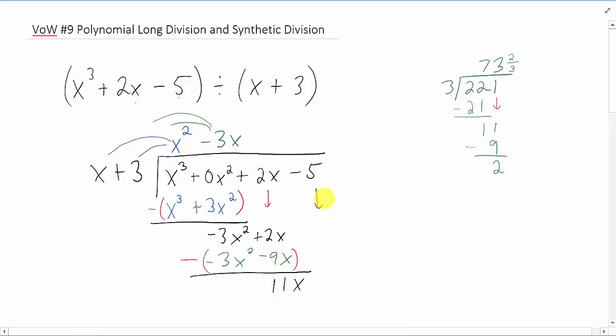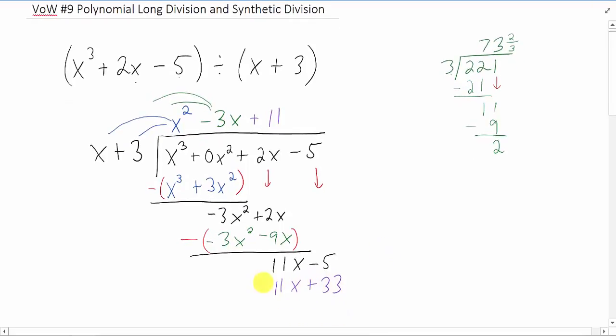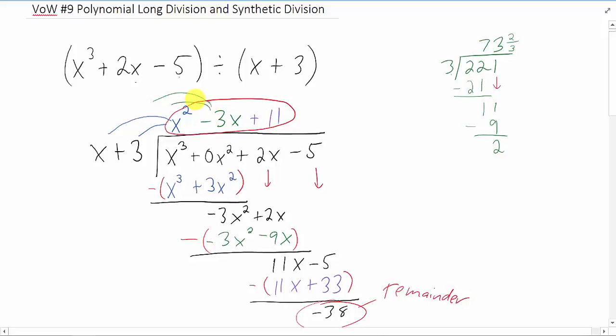And we're going to bring down the next term. We're going to ask the question one more time. How many times does x plus 3 go into 11x minus 5? The answer is 11. If we multiply that 11 by the x plus 3, we get 11x plus 33. Don't forget, again, we are subtracting. Negative 5 minus 33 is negative 38, and that is our remainder. So negative 38 is the remainder. And this guy up here, this x squared minus 3x plus 11, that's our quotient.